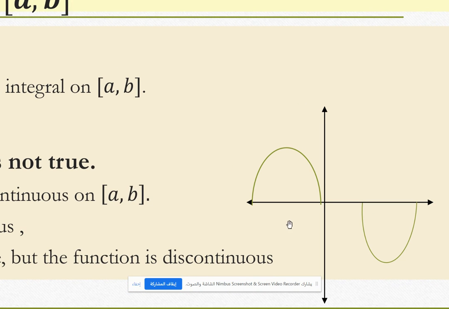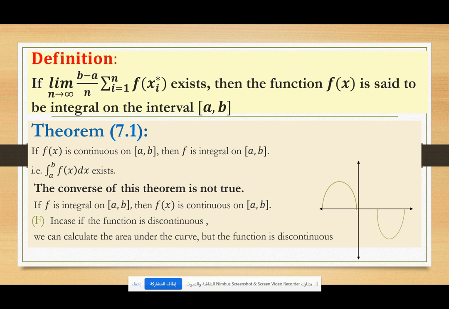When we are going to calculate the area in this region between the curve and the x-axis, you can calculate the area, but you can see that the function is discontinuous. So this statement is false.